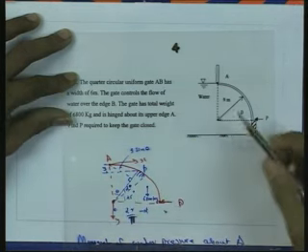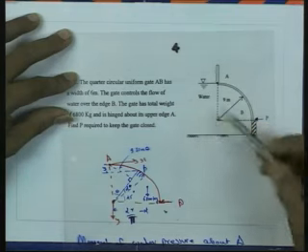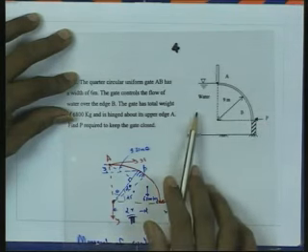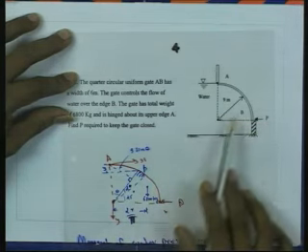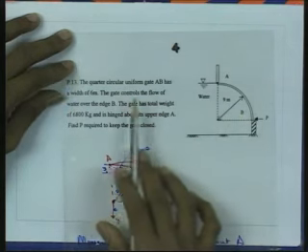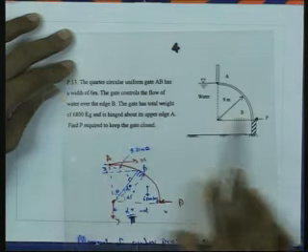So, here we have a gate, and on this side we have water. The gate radius is 9 meter, and it has a width of 6 meter.